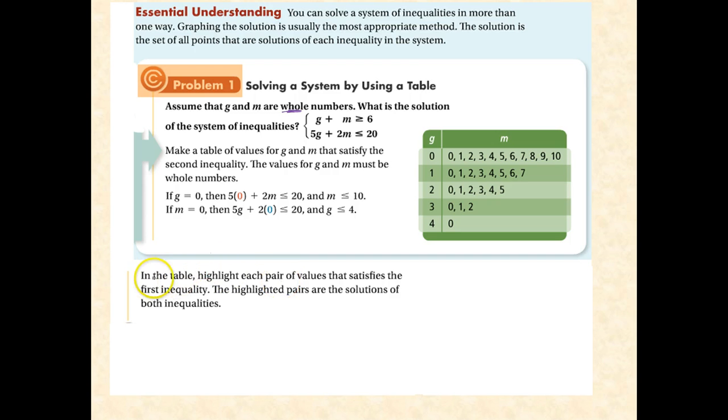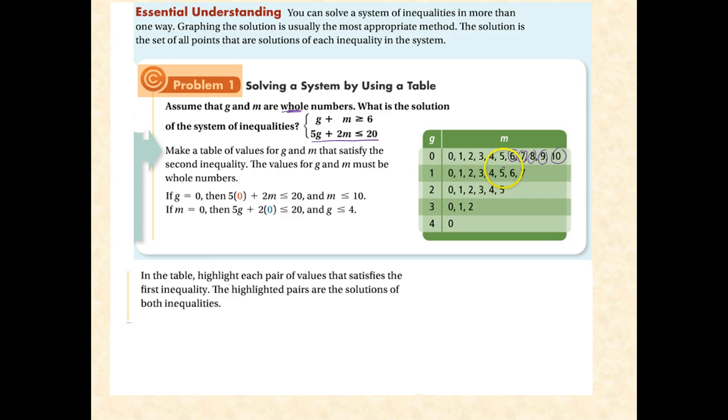So we made this chart of values that work for the bottom. Now we need to highlight the pairs of values that satisfy the first one. g plus m is greater than or equal to 6. So, is 0 plus 0 greater than or equal to 6? Nah. 0 plus 1? Nah. 0 plus 5 greater than or equal to 6? Nah. 0 plus 6? Yeah, that's greater than or equal to 6. 0 plus 7, 0 plus 8, 0 plus 9, 0 plus 10, those are all greater than or equal to 6. 1 plus 4? No.